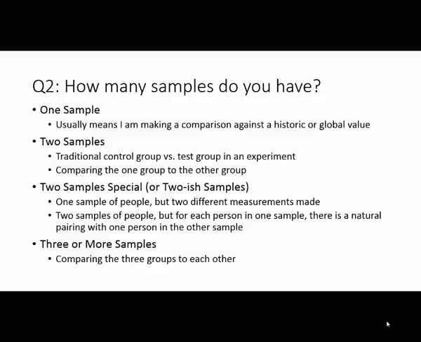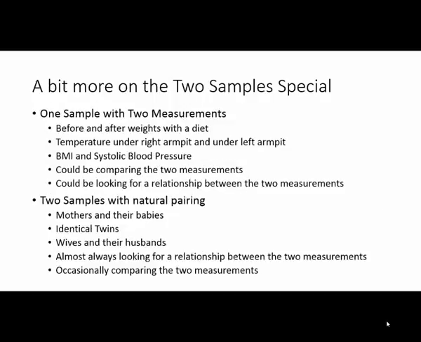You'll also notice I mention in this slide two samples special, or I called it two-ish samples, because you might have two groups of people, or you might have one group of people, but you've taken two separate measurements from those people. Let's look at that situation in a bit more detail. So often you have only one group of people, but we treat it as two samples special because I really have two sets of data. I've given some examples here.